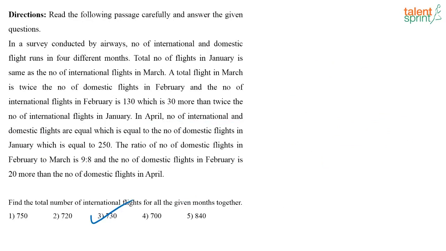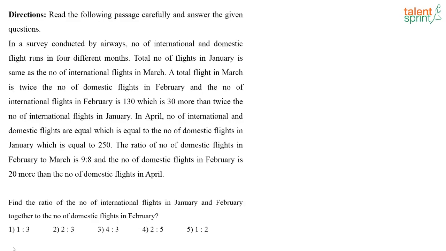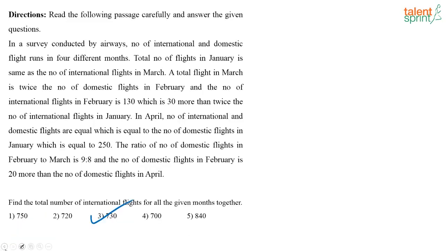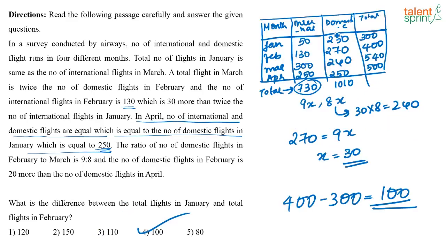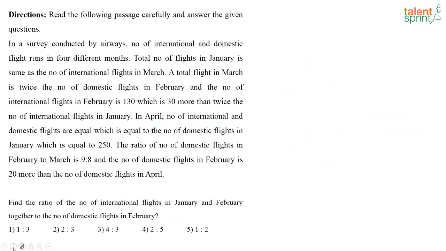Yes, 730. Next one. Find the ratio of the number of international flights in January and February together to the number of domestic flights in February. January and February international flights is how much? 130 plus 50, that is 180. Now, how many domestic flights are there in February? 270. So what are they asking here?